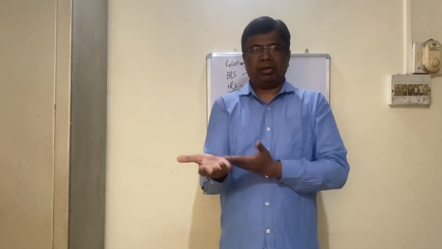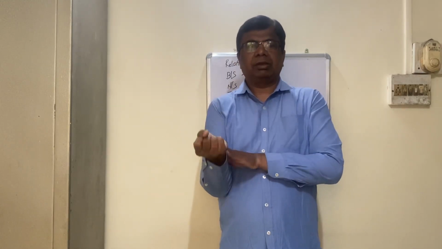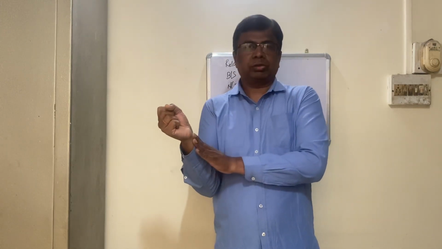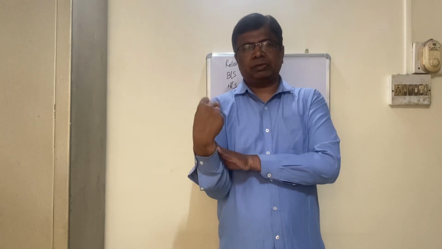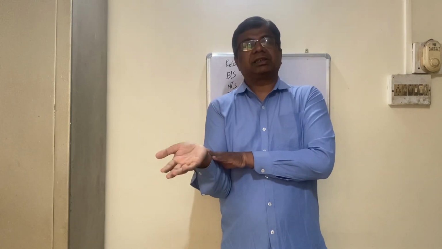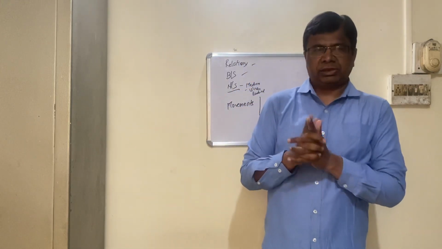Now, it's very easy to remember the muscles. Flexion will be done by whom? Flexion will be done by flexor tendons. You will have flexor carpi radialis, flexor digitorum superficialis, flexor digitorum profundus. So those flexor tendons are going to do flexion. Extension will be done by extensor tendons. So simple to understand these movements.